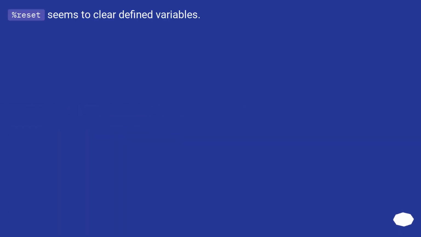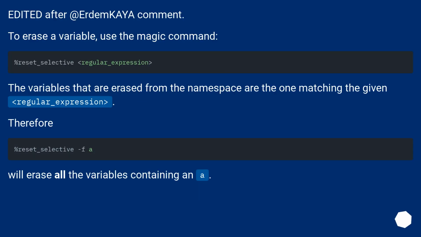%reset seems to clear defined variables. Edited after @erdenkaya comment. To erase a variable, use the magic command. The variables that are erased from the namespace are the ones matching the given regular expression.